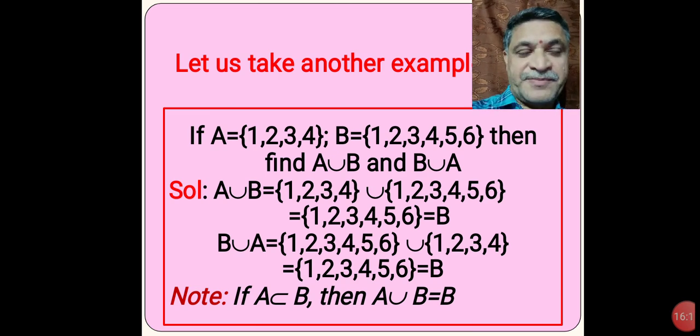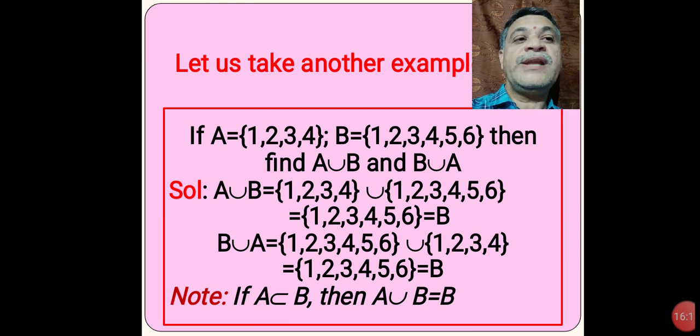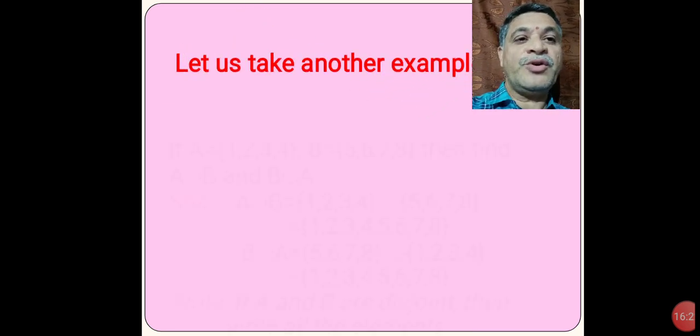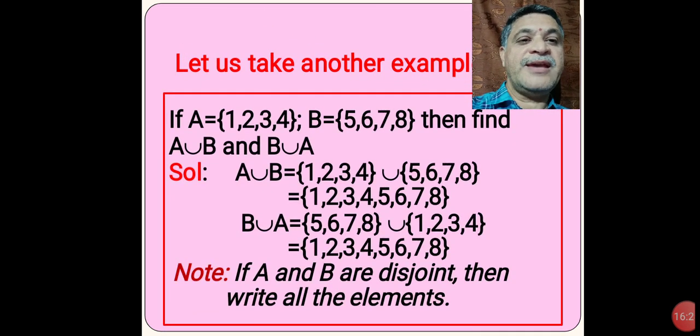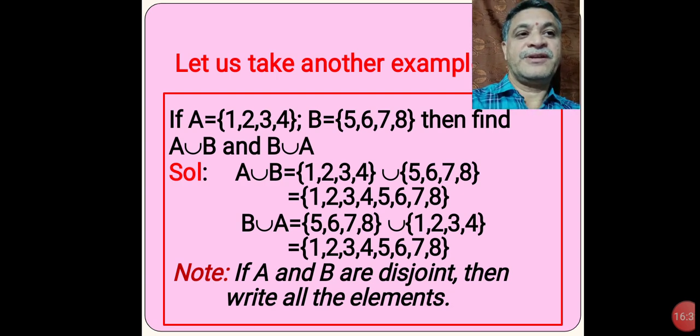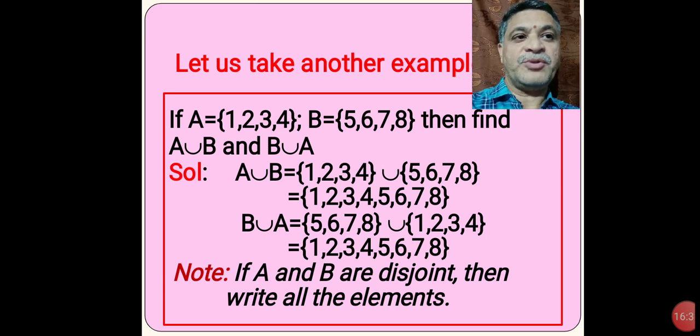This is the second type. In the first type, only some elements are common, not all elements. In the second case, all elements of A are in B, that is a subset. This is the second case. Now go to another case. A is equal to {1, 2, 3, 4} and B is equal to {5, 6, 7, 8}. Observe that all the elements are different in both sets. Now find A union B and B union A.